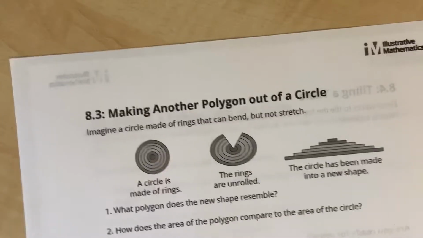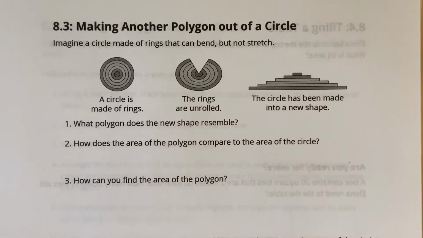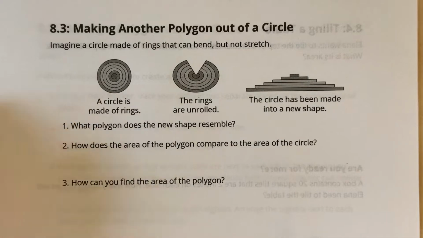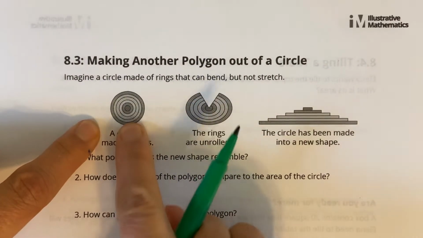All right, this page we're not gonna do. We're gonna go into 8.3. This is kind of cool. And I'm gonna give you the formula for circle in a second. It says, imagine a circle made of rings that can bend but not stretch, okay? Kind of like rubber bands, but they don't stretch. So here's your circle with rings in it.